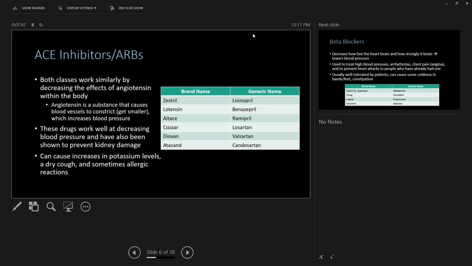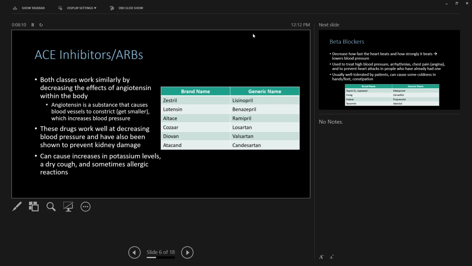The other cool thing is that they've been shown to prevent kidney damage. So a lot of patients that maybe don't even have high blood pressure, maybe patients with diabetes that have protein in their urine, things like that, we will start these medications on because they do have other benefits just besides lowering blood pressure. Also, once again, pretty well tolerated.